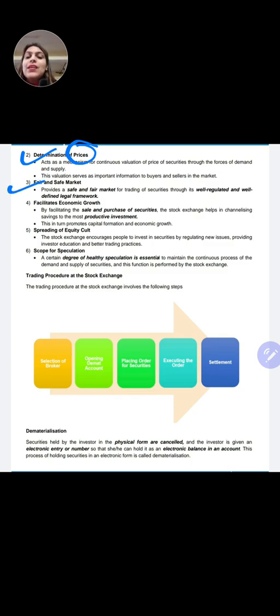Thirdly, a fair and safe market. It creates a fair and safe market for the investors, because it works within a legal framework. They have legal activities going on. The Companies Act is there governing it, where the government also takes care. So we have a fair and safe market.